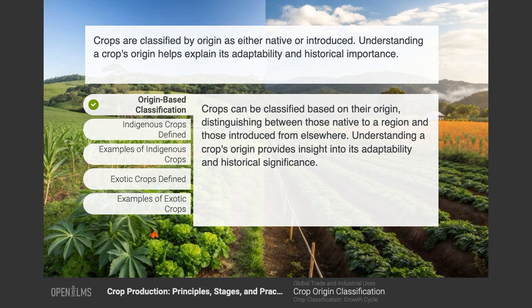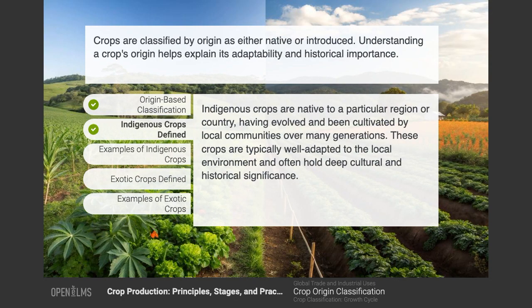Crops are classified by origin as either native or introduced. Understanding a crop's origin helps explain its adaptability and historical importance. Crops can be classified based on their origin, distinguishing between those native to a region and those introduced from elsewhere.